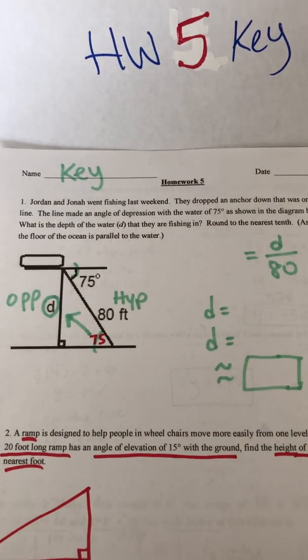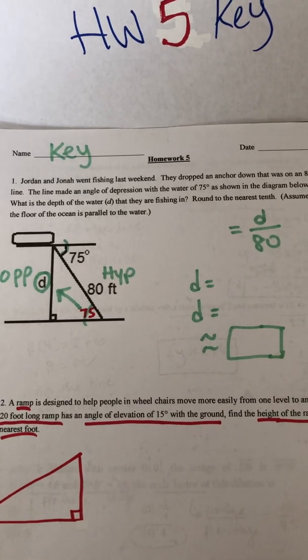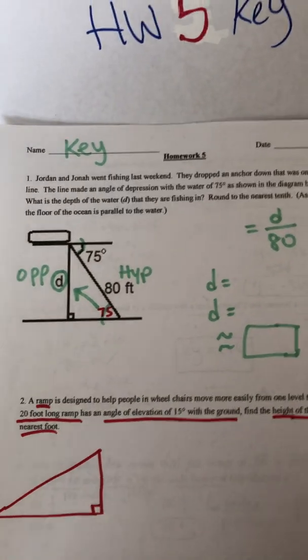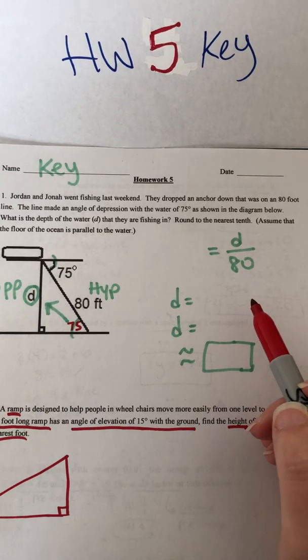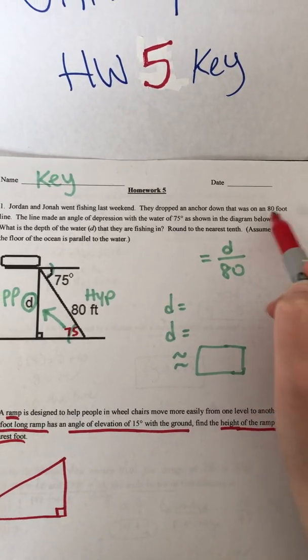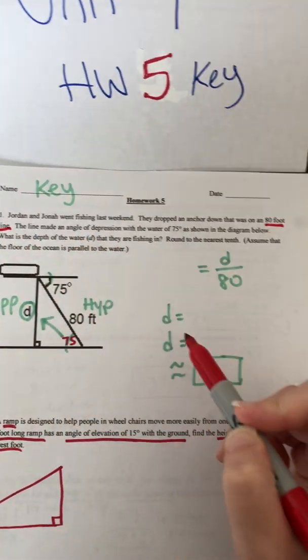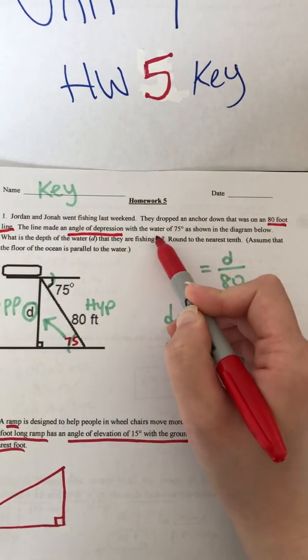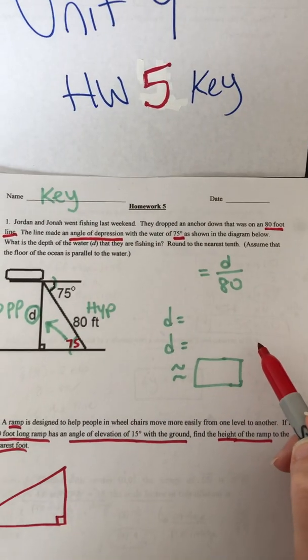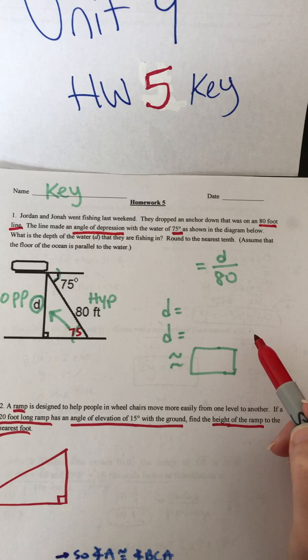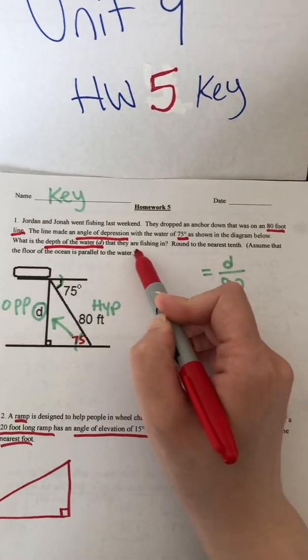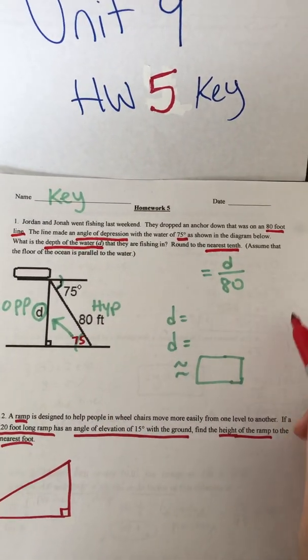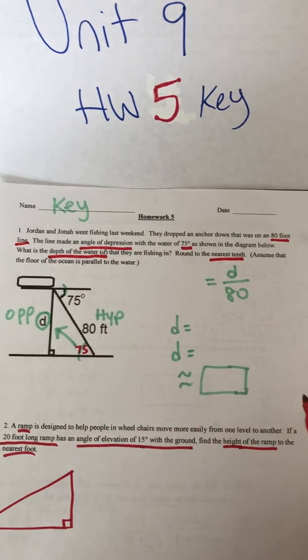So if you take a look at the first question, we're going to want to read it and underline keywords. Jordan and Jonah went fishing last week. They dropped an anchor down that was on an 80-foot line. The line made an angled depression with the water of 75 degrees as shown in the diagram below. What is the depth of the water, D, that they are fishing in? Round to the nearest tenth. Assume that the floor of the ocean is parallel to the water.